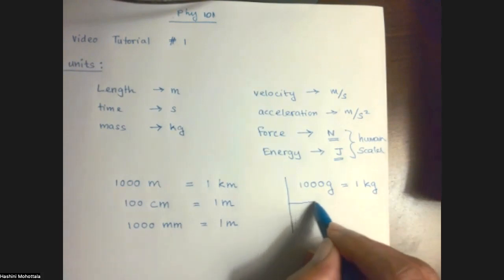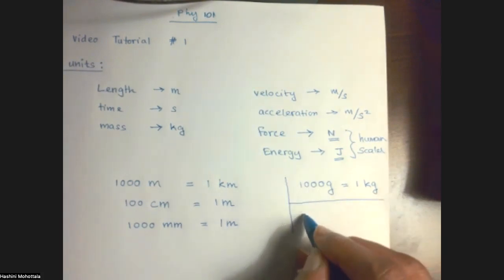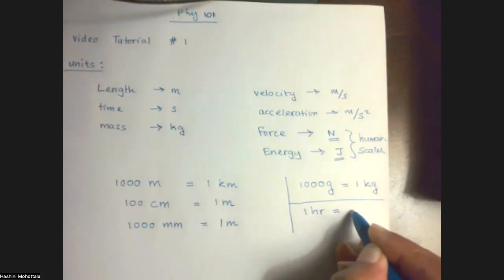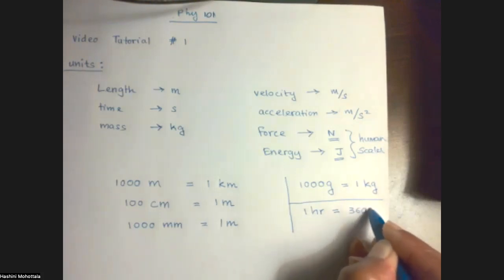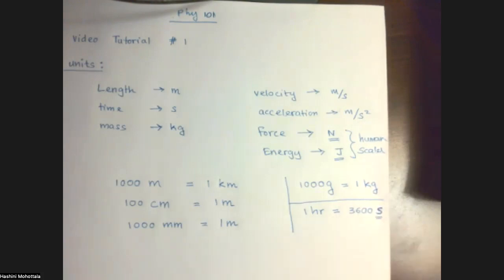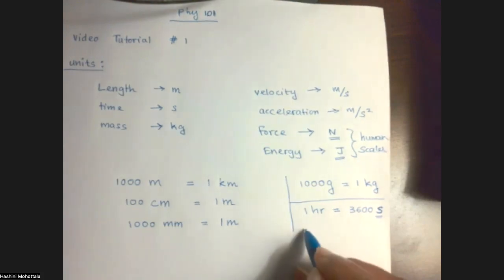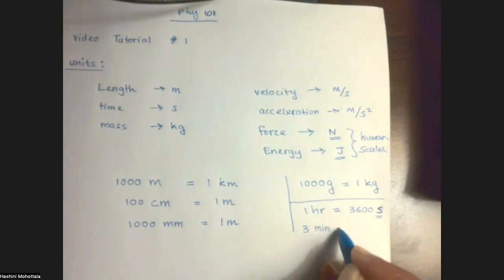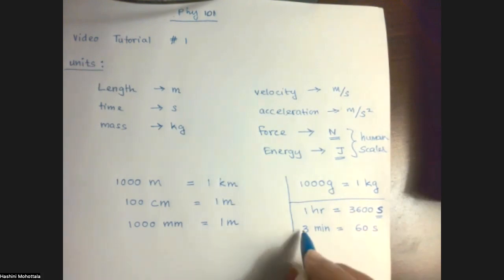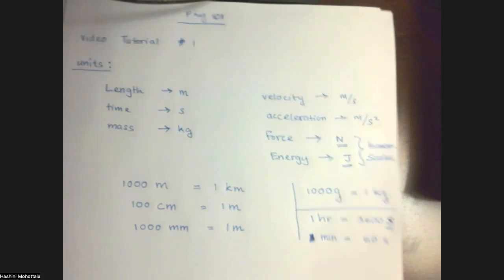Now let's talk about time. Time can be given in hours, and 1 hour would be 3600 seconds. I directly converted that into seconds because a second is the SI unit for time. And if something is given in minutes, 1 minute would be 60 seconds, and we can do the conversions accordingly.